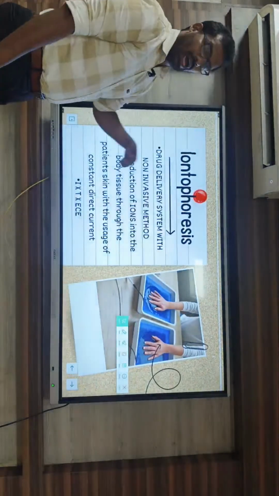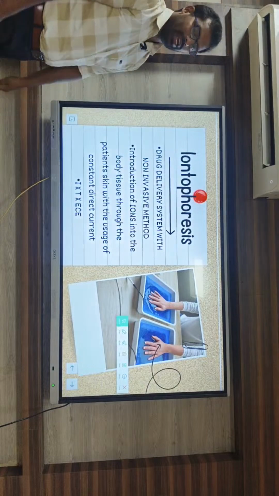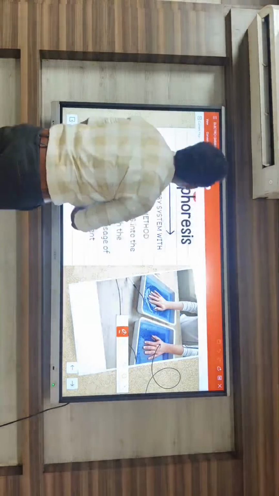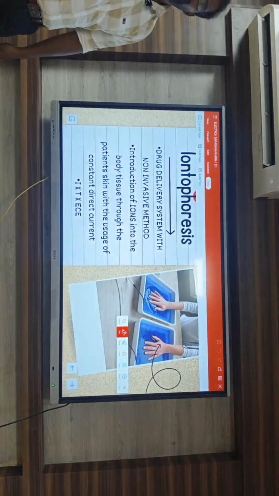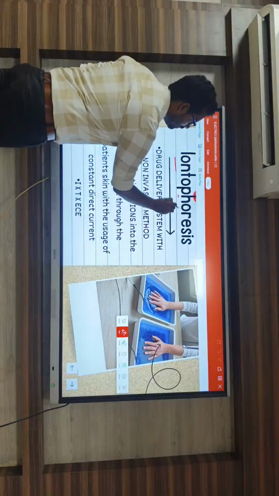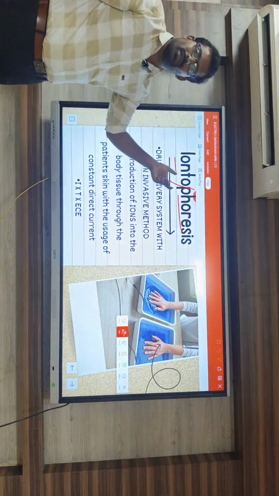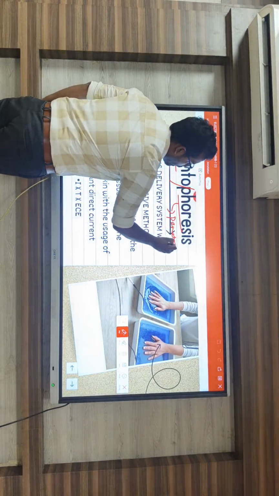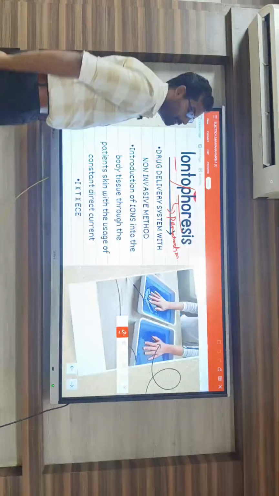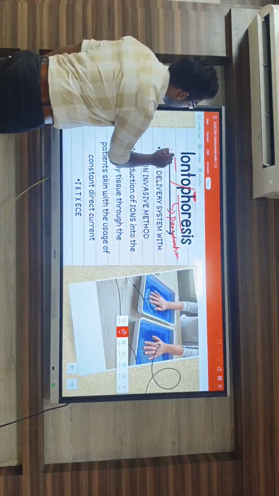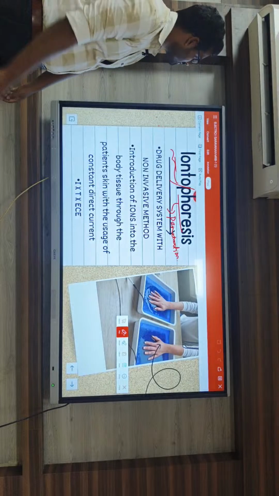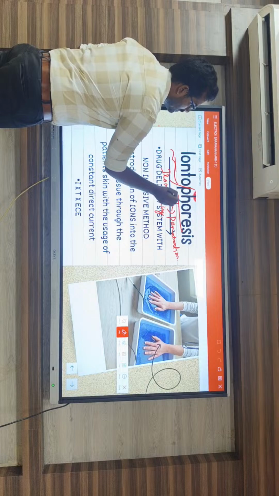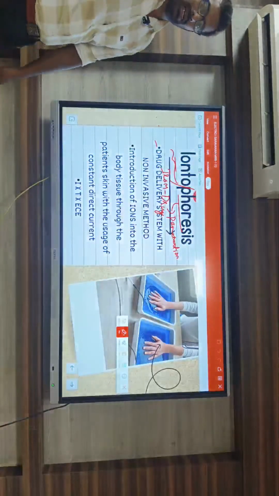So coming to the iontophoresis. What is meant by iontophoresis, which is otherwise known as drug delivery system? Here the phoresis resembles penetration. This is the penetration of phoresis. And the ionto, ions resemble drugs. That is why it is otherwise known as drug delivery system.